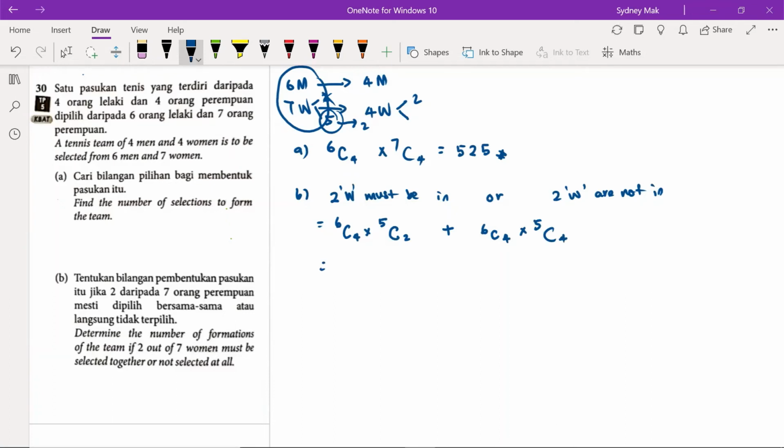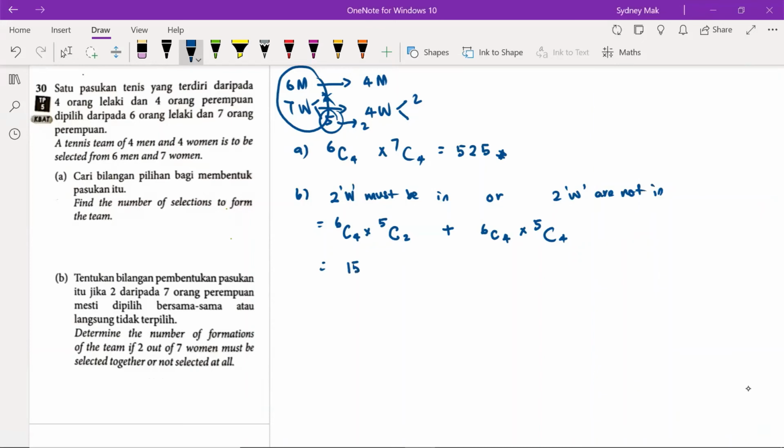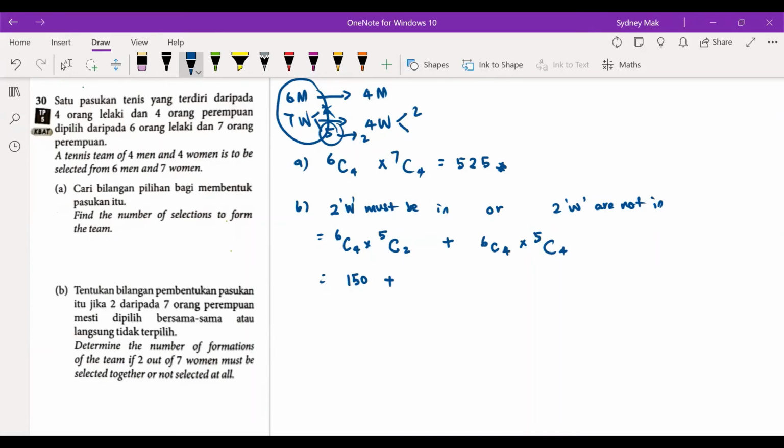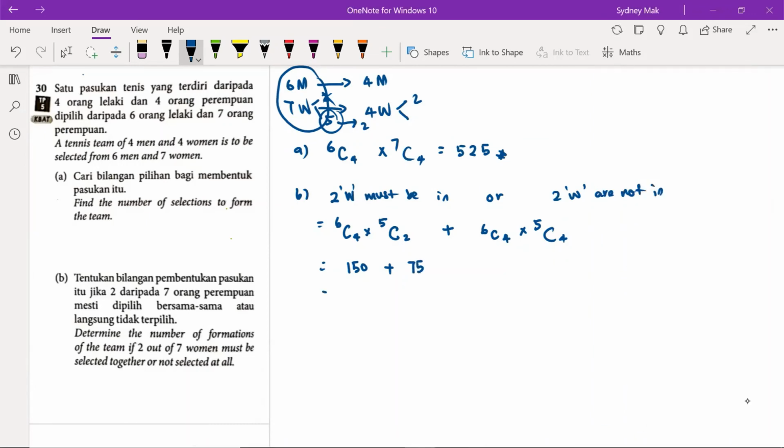Therefore, 6C4 times 5C2, that would be 150 ways for this. Or the 2 women are not in, so 6C4 times 5C4, which is 75 ways to make the selection. Adding these 2 together, we have 225 ways. All right, that's it for question number 30.